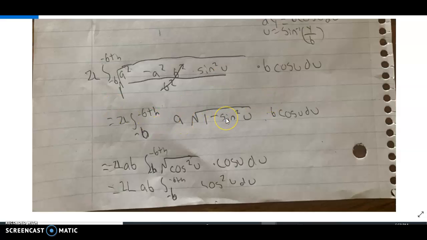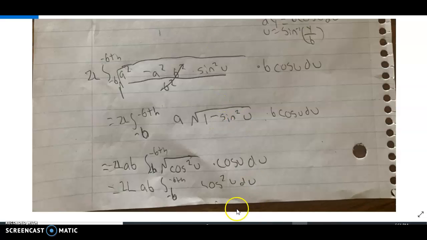Same identity as last time. 1 minus sine squared equals cosine squared, and it's the same type of thing as last time. You take the square root of cosine squared, you're gonna get cosine. Then cosine times cosine, you're gonna get cosine squared. It's the same exact integral. And I'm gonna go to the next page. Before I do, notice I pulled out the AB too.